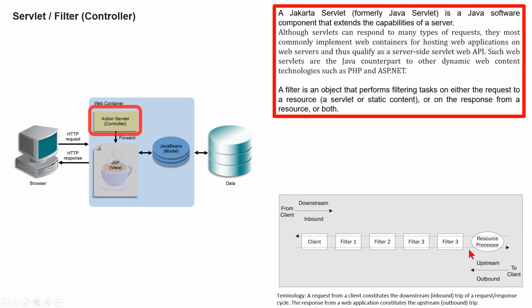the resource processor. After the resource processor is finished with the request, the response then will travel the upstream or outbound trip, back through the filters and onward to the client. Upstream trips are always away from the resource processor and toward the client.